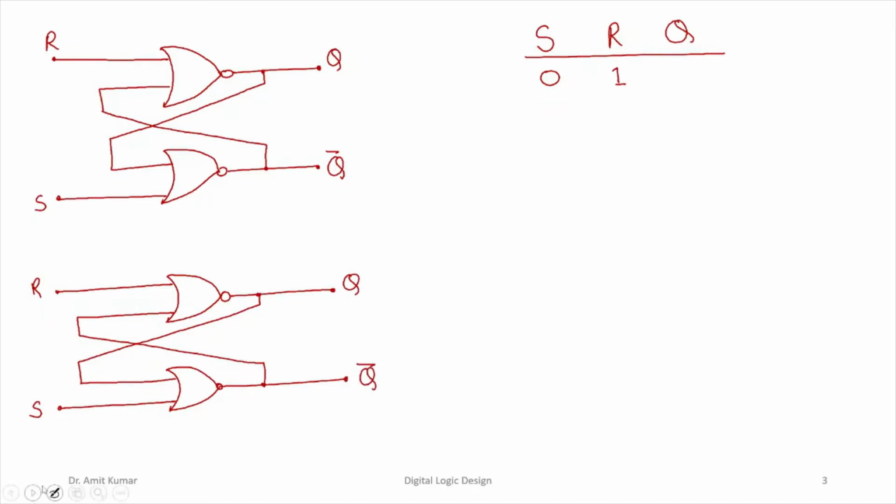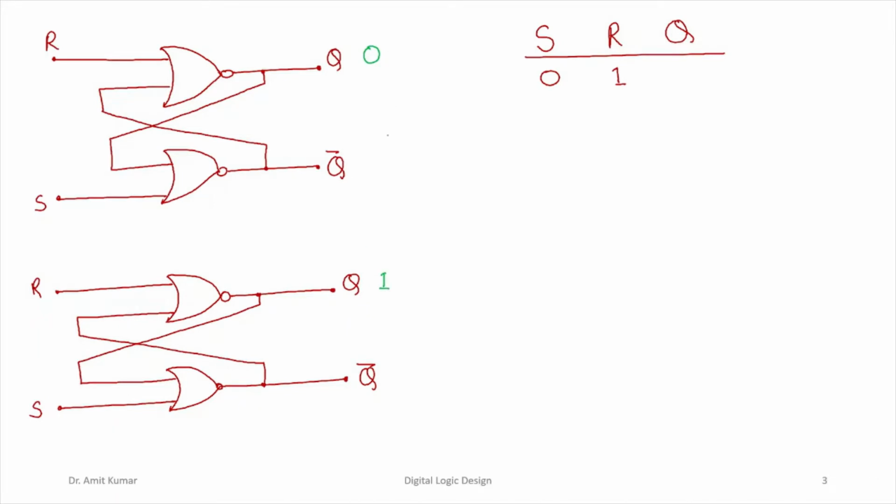If you look at this, there can be only two possible conditions for this output Q. When the inputs S and R are not active, either the value Q can contain a 0, or the value Q can contain a 1.